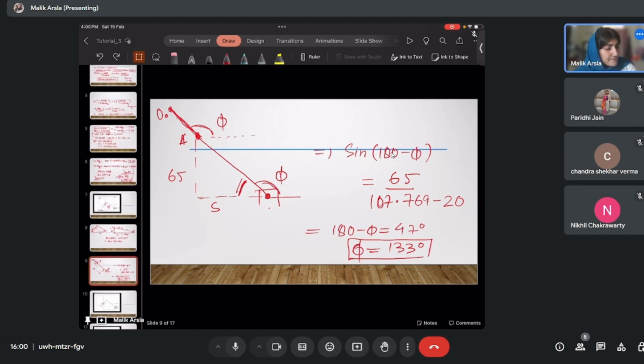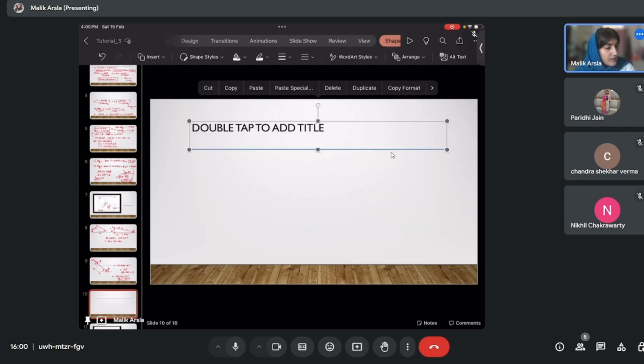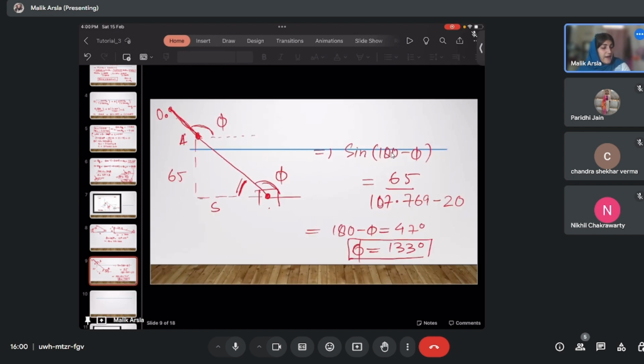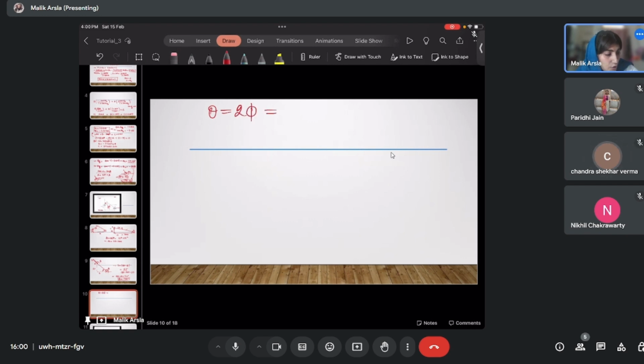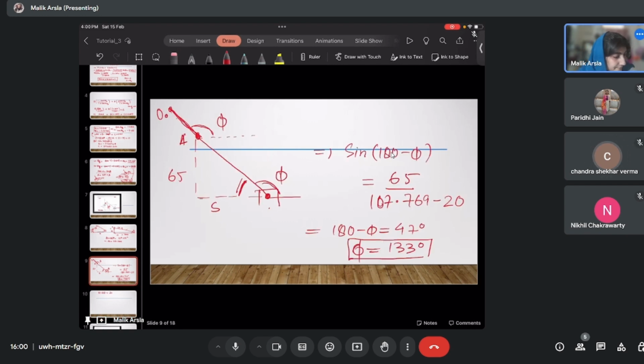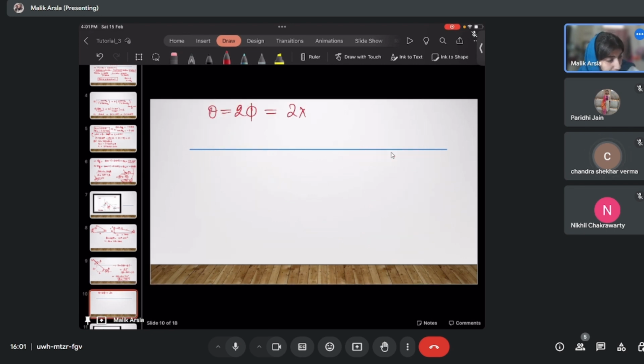Now what next? When you have calculated phi, now in the question we have been told to find the slider distance when theta is equal to 2 phi. So basically theta is given as 2 into 133 degree, which is equal to 266 degree, right?